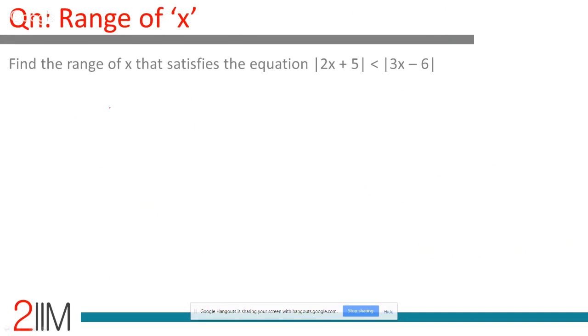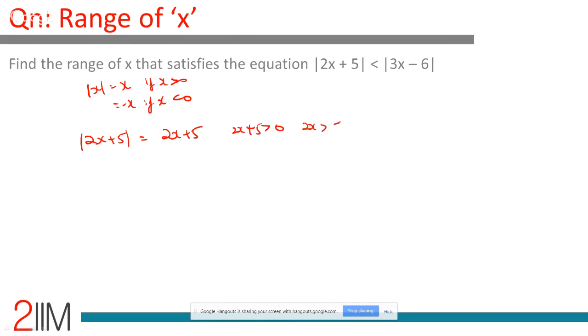Seeing that one formula which you know, mod x is equal to x if x is greater than 0, and equal to minus x if x is less than 0. Think about 2x plus 5. Modulus of 2x plus 5 is equal to 2x plus 5 when 2x plus 5 is greater than 0, or 2x is greater than minus 5, or x greater than minus 5 by 2. It is equal to minus 2x minus 5 if x is less than minus 5 by 2.